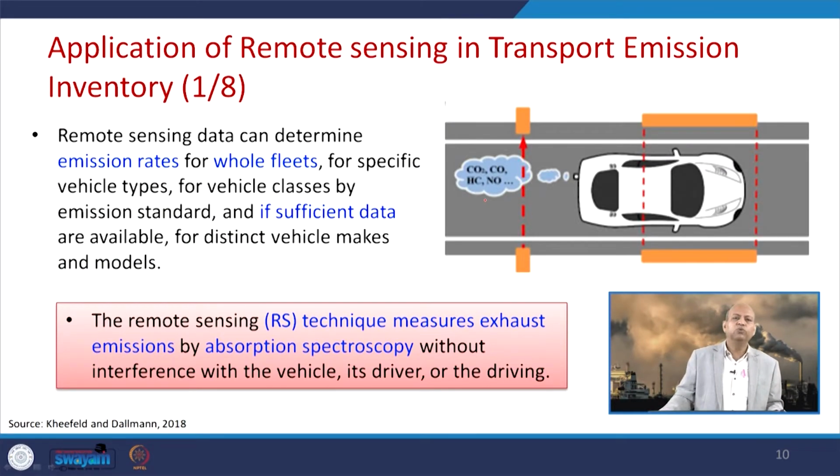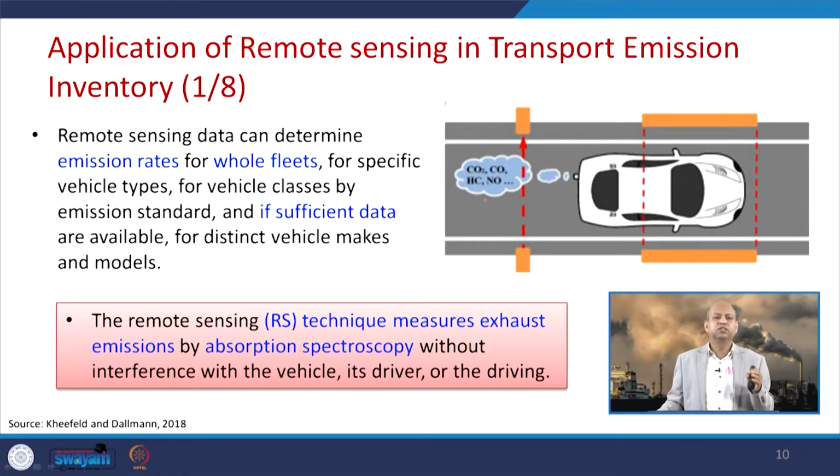When we talk about how to apply remote sensing information in the transport emission inventory, the transportation sector, there is some very interesting and informative information. Basically, remote sensing data can determine emission rates for whole fleets and even for specific vehicle types and vehicle classes with emission standards like Euro 1, Euro 2, or Bharat Stage 1, Bharat Stage 2. If sufficient data are available, then distinct vehicle makes and models and their related emission profiles can also be created with the help of this remote sensing data.